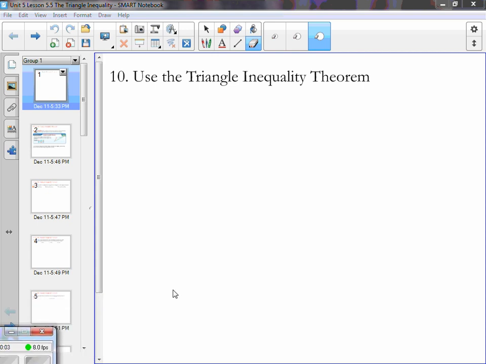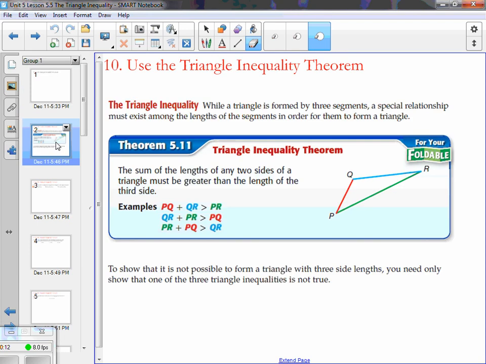So our learning target is to use the triangle inequality theorem. So we need to learn the triangle inequality theorem before we can use it. And here it is on page 360.